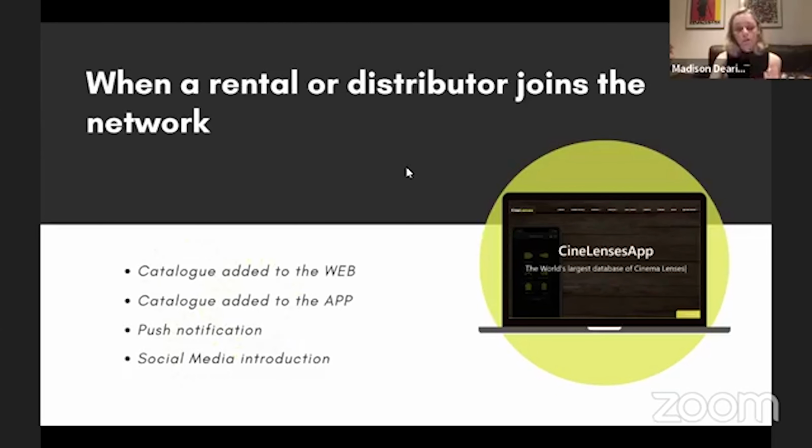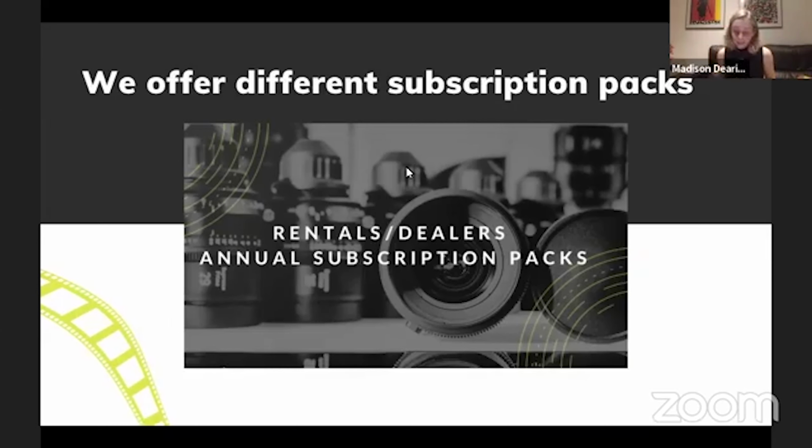We offer different subscription packs because no two rentals or distributors are alike. This way, rental and distributor subscribers can choose the option that best fits their needs, the most inexpensive of which is only 100 euros per year. You just download the app for free on Apple or Android, go to the new rentals dealers page and click subscribe. We take it from there.